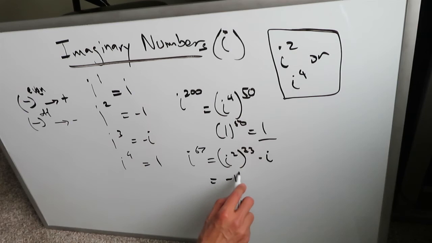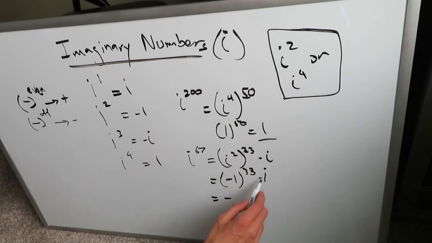i square is a minus 1. Minus 1 to an odd power will retain the minus answer. Minus 1 will hit with that i, it'll give you a minus i. That'll be your answer, minus i. I'll show you 2 more different types of examples and I'm going to end this video with that.